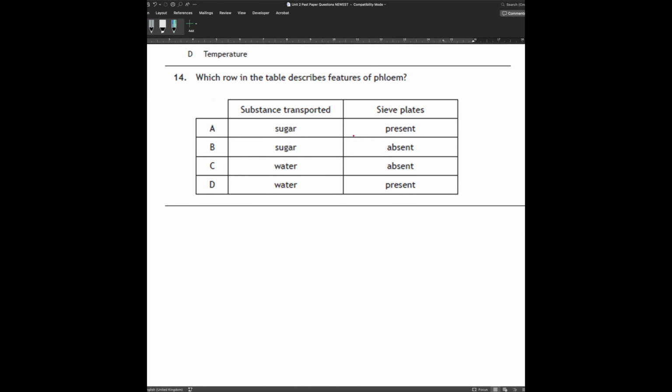Okay, next one. Which row in the table describes the features of phloem? Now, we know that phloem transports sugar, so it's going to be one of these 2. Okay, it won't be C or D because it doesn't transport water. That's the xylem.